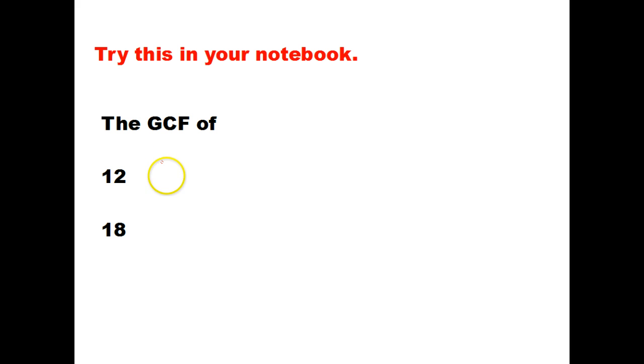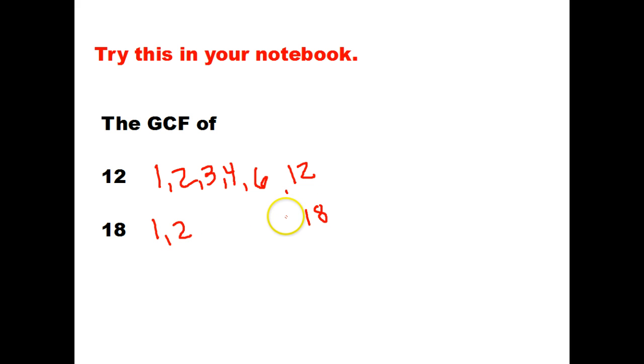All right, so factors of 12. We've done this like 3 times now. 1 and 12, 2 and 6, 3 and 4. Factors of 18, 1 and 18. It's even, so 2 and 9. 1 plus 8 is 9. I can divide 9 by 3, so 3 is a factor. 3 and 6. Does 4 go in? No. Does 5 go in? No, because this number doesn't end in 0 or 5. And I'm back to 6, so I'm done.